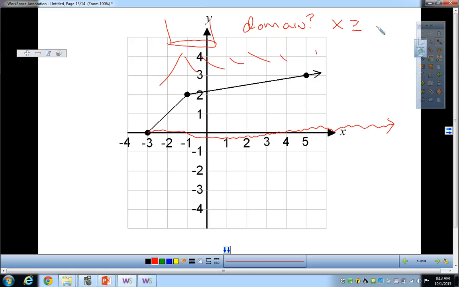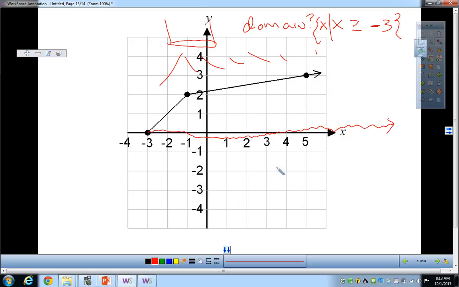Not -3. So it has a discrete start point, but it doesn't have an end point. Get that? So the domain is, you would say x is greater than or equal to, they probably want you to write it in set builder notation like this, x bar, where x is greater than or equal to -3. Okay?